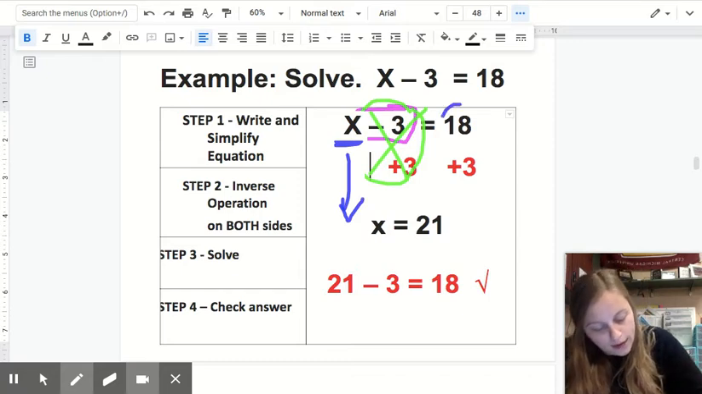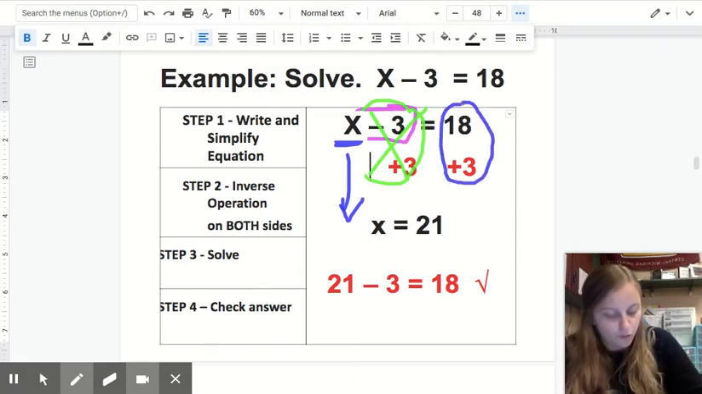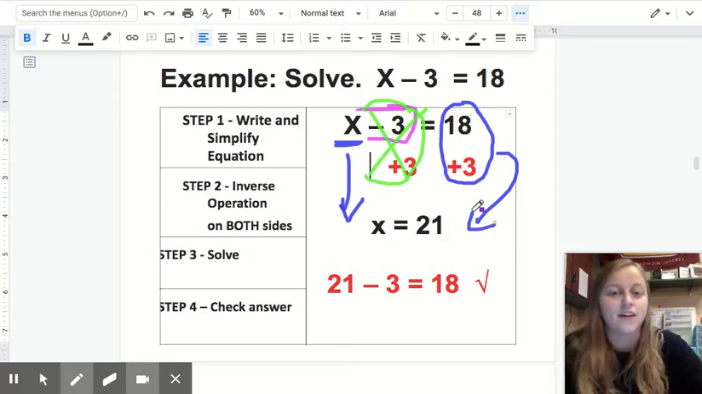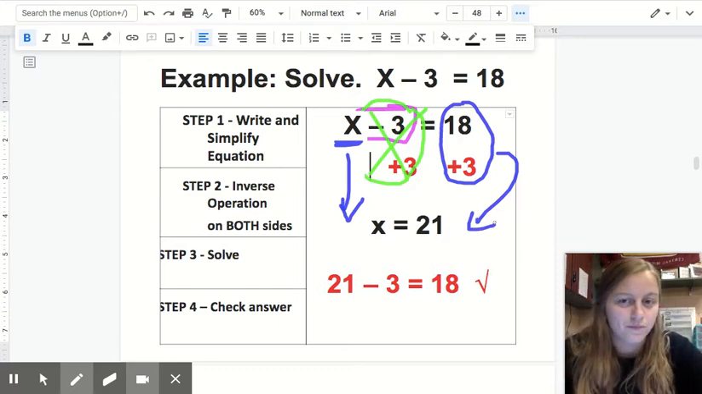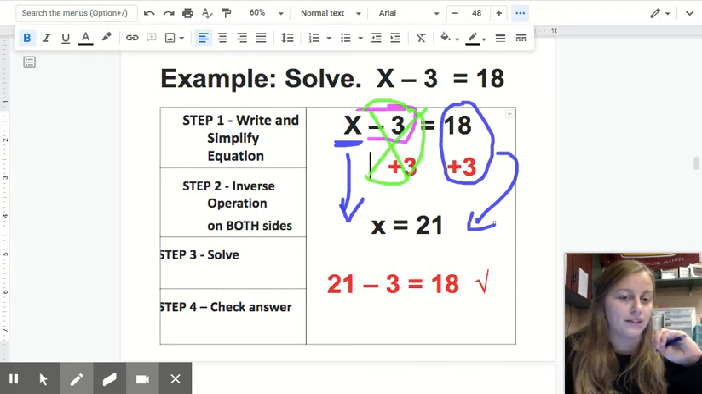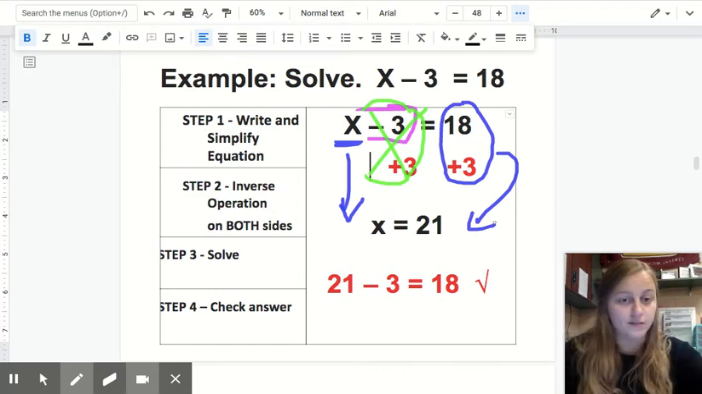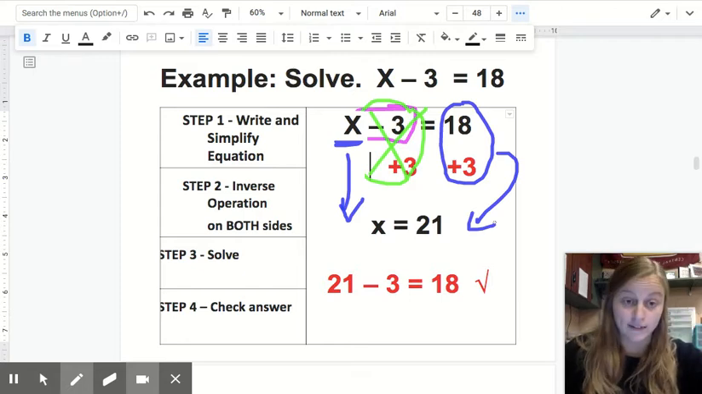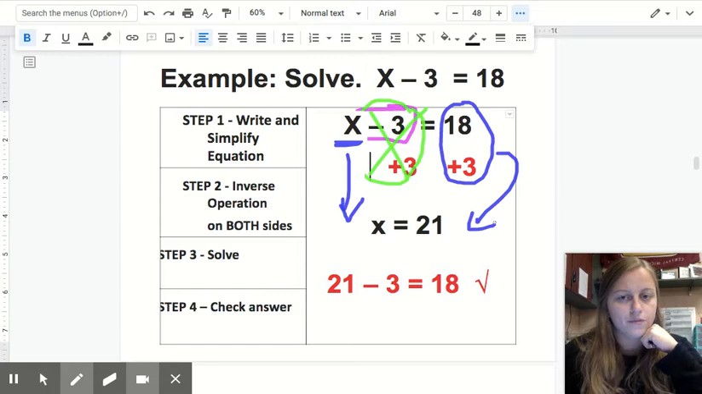Now, over on the right, I have 18 plus 3. I can do that math to get 21. So again, my minus 3 and my plus 3 cancel out. All I'm left with is my variable. And then on the other side, 18 plus 3, because if you do it to one side, you got to do it to the other, gives me 21.